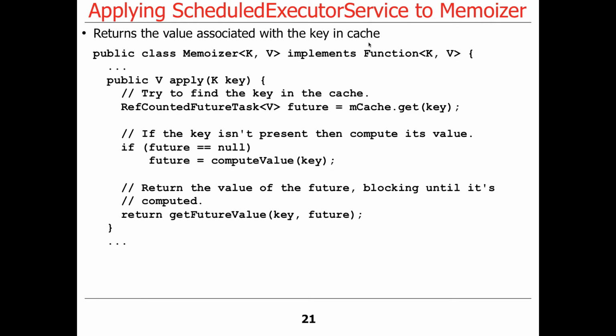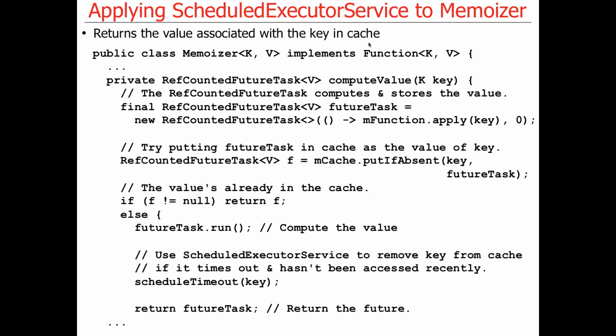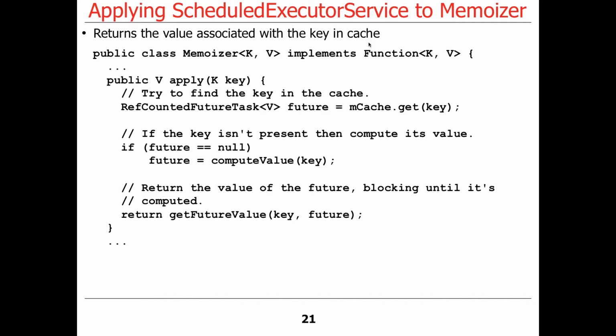OK, here's the Memoizer. This should be TimedMemoizer. I've got to fix this in my slides. So TimedMemoizer. And we start out with a method called apply. So you can see apply is a lot shorter now. So apply goes ahead and looks up in the cache to see whether or not we have the key. And if there is a key under that name in the cache, we get back the RefCountedFutureTask, in which case future will not be null. And if future is null, we compute the value that's associated with the key. And we'll look at that implementation in a second.